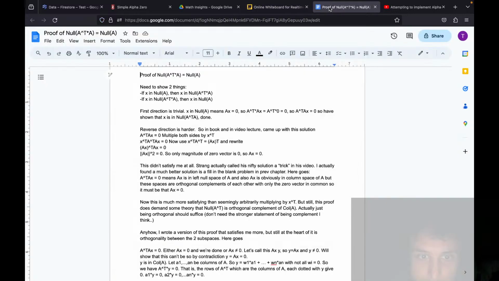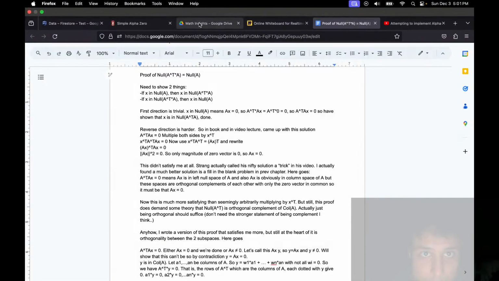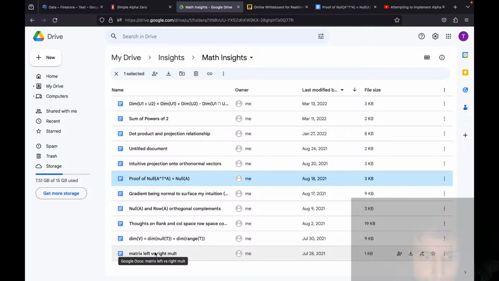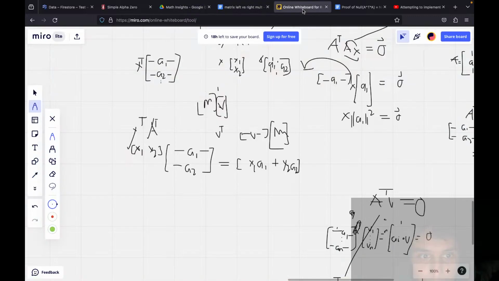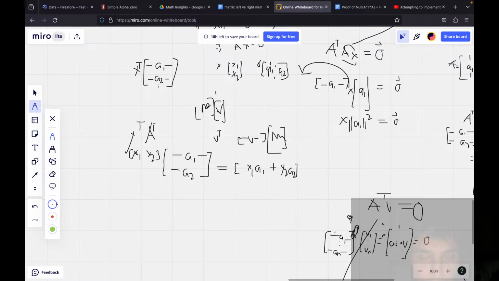In fact, I have one of these in my math insights: matrix left versus right multiplication. Left side, x transpose A, returns a row vector. It's a linear combination of the rows of A, really only used to do matrix multiplication like Ax. If we just do Mv, the v weights the columns of M. But if we apply v transpose on the left of M, then v spreads itself and weights the rows of M. That's how matrix multiplication works.